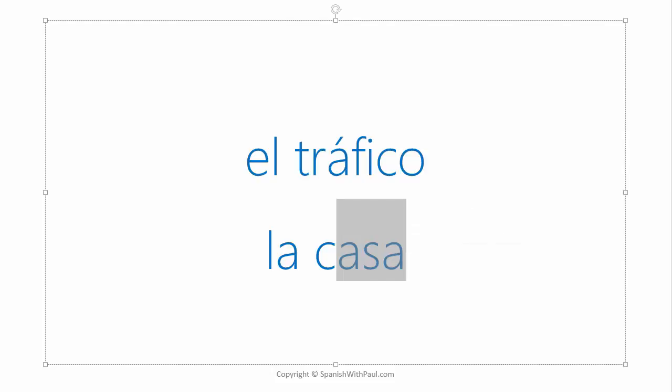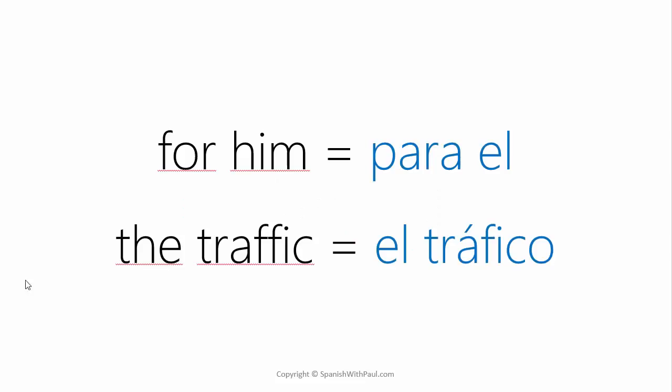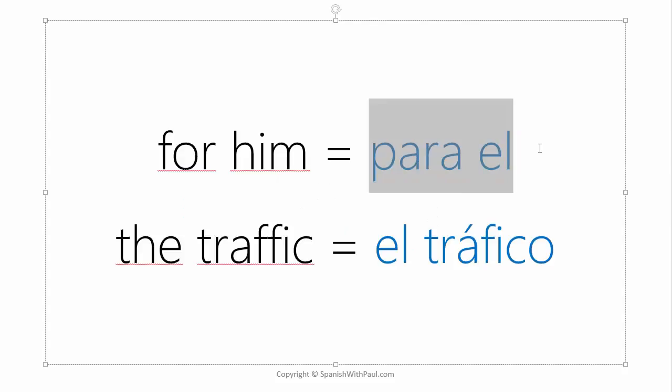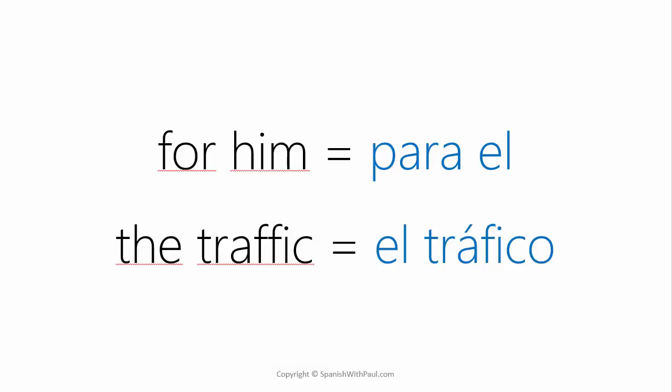There's something else now that we also need to be aware of, and you've probably already noticed this, that el can mean him or the. For example, we had for him, para él, and the traffic, el tráfico. There's nothing really more to remember than that. It's just to point it out so that you're aware of it in case it was something that was confusing you, that él can mean for him, but also el can be the when the word is masculine, para él or el tráfico.